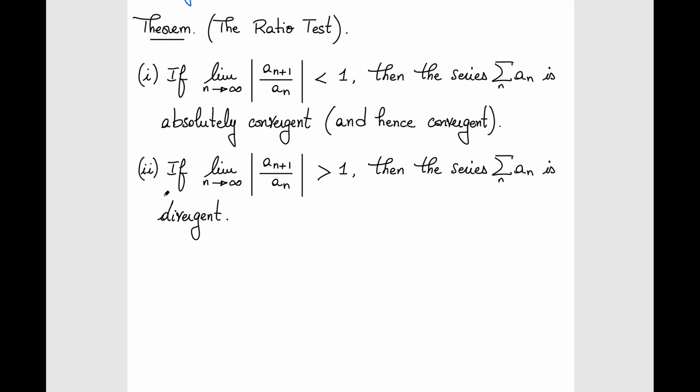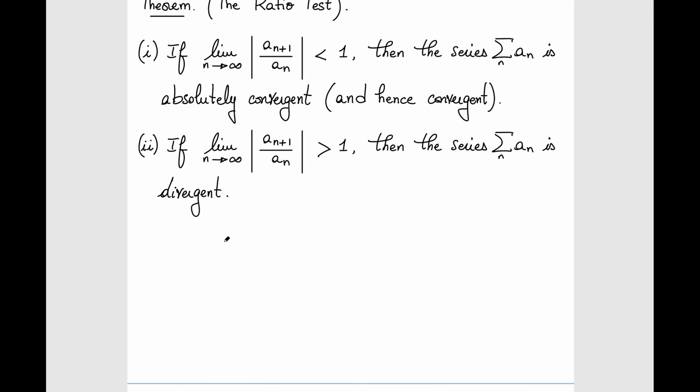And the second part of this test says if the limit as n goes to infinity of the absolute value of the same quotient is now bigger than 1, then the series must be a divergent one. The only missing case is when the limit of the absolute value of such a quotient is equal to 1, and that's left as a comment after we finish the proof of the theorem. All right, let's start by proving it. So, proof.